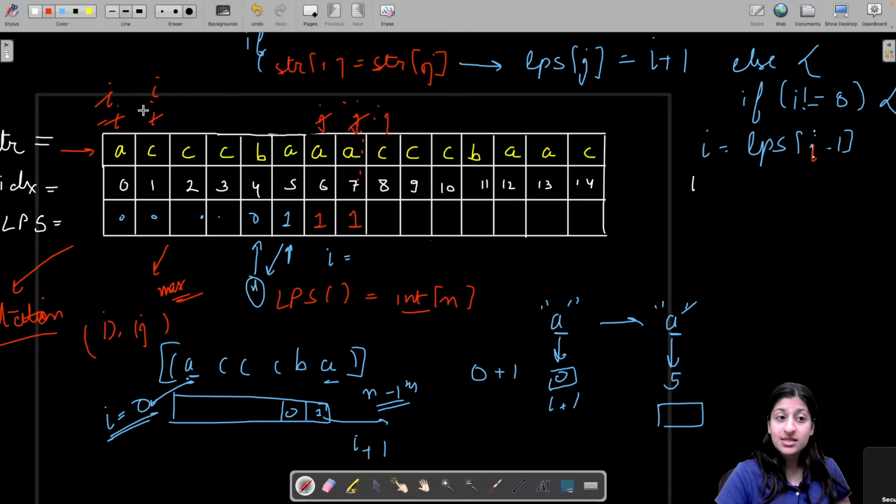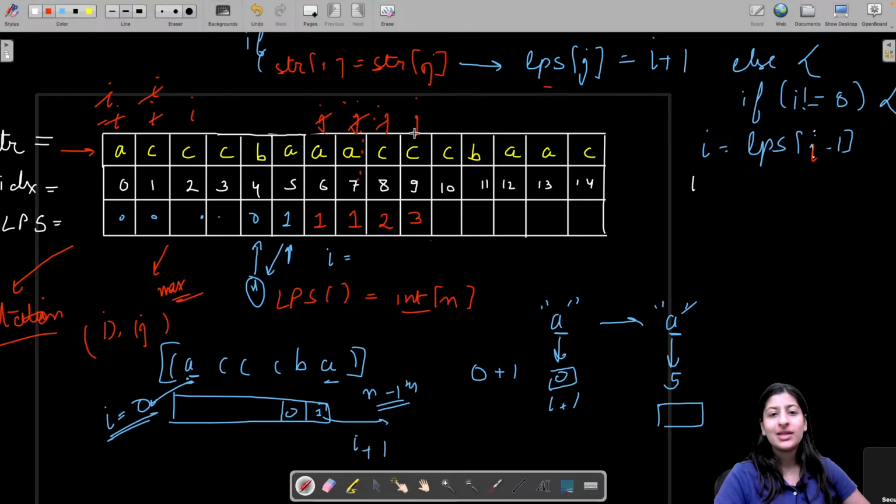Is it a match? Yes, it's a match. So C is equal to C. What do you do when it's a match? LPS of j equal to i plus 1. i is at which index? Index 1. So 1 plus 1 will be 2. Move your i, move your j. i comes here, j comes here. It's a match again. What is LPS of i? It's 2. So 2 plus 1 is 3.